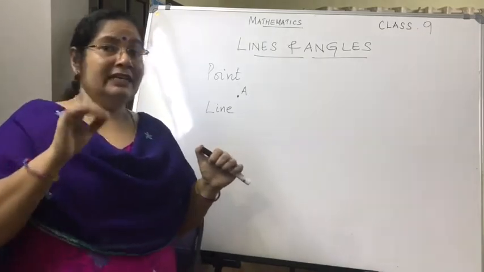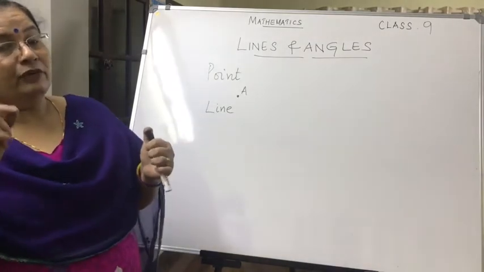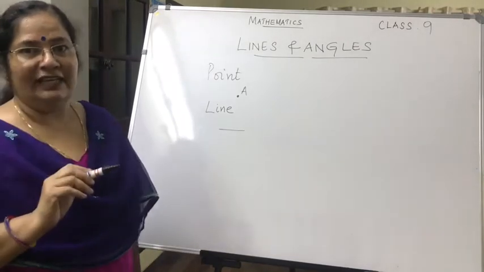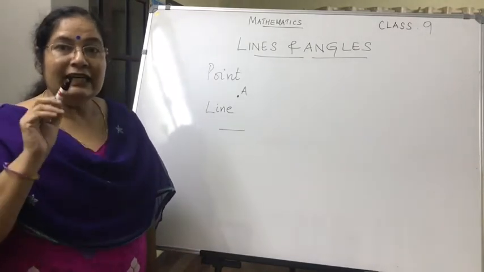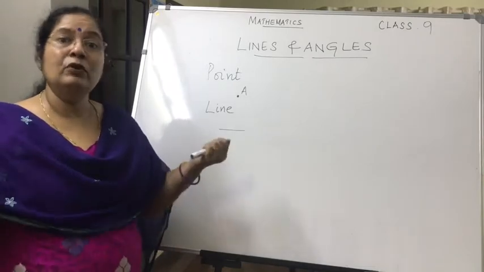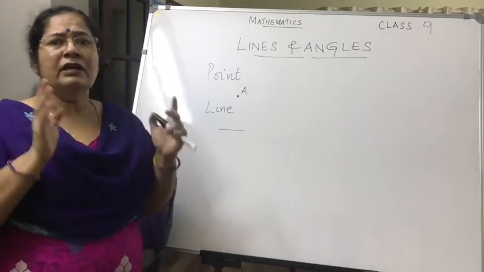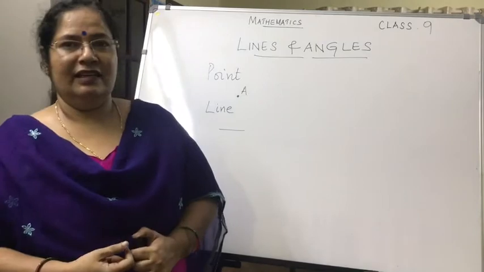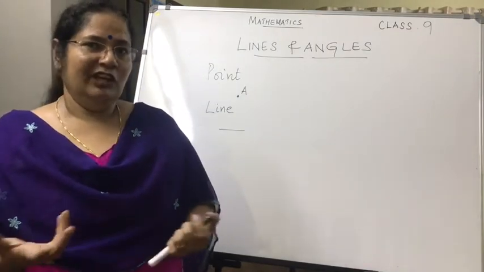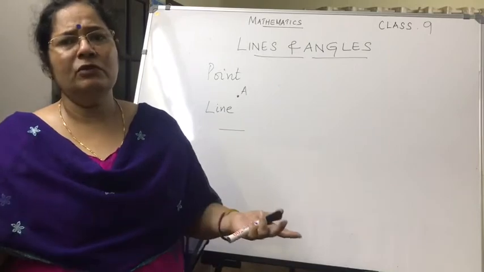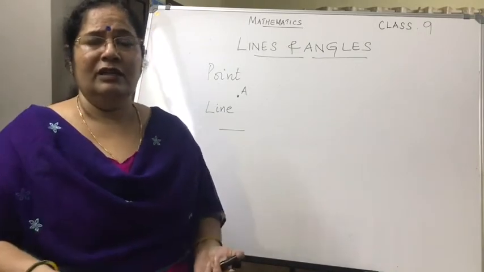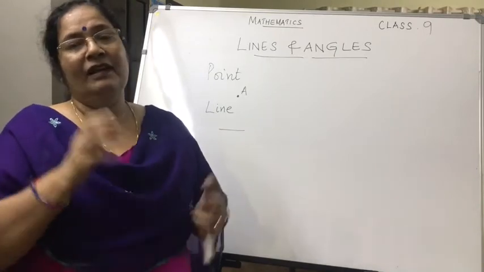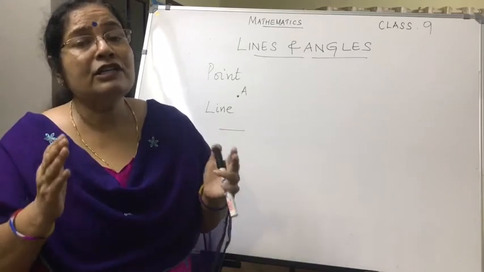Earlier in class 6, your teachers would have told you that what you draw like this is not a line. Why? Because a line extends infinitely on both sides, so you cannot draw a line. Most of you will be mistaken. You will say, take a book and draw a line. Can we ever draw a line? We cannot, because a line extends infinitely on both sides. Then what are we drawing? We are actually drawing a line segment. A line segment is a part of a line.